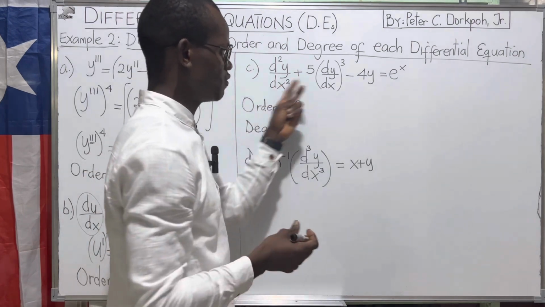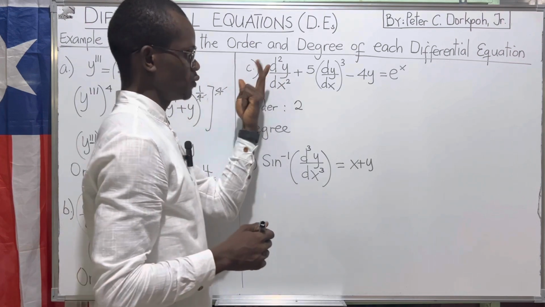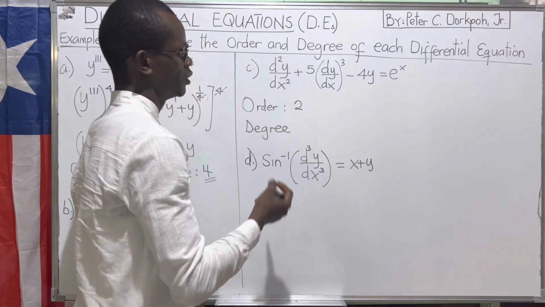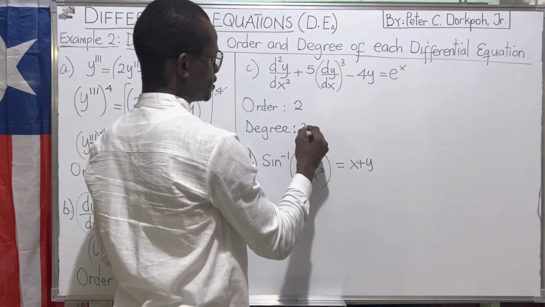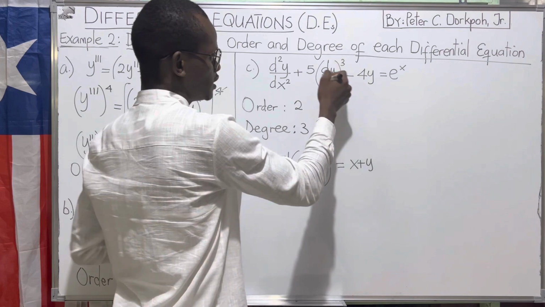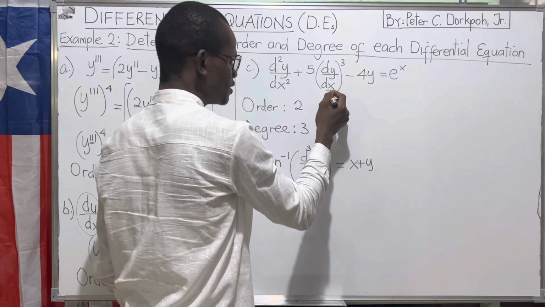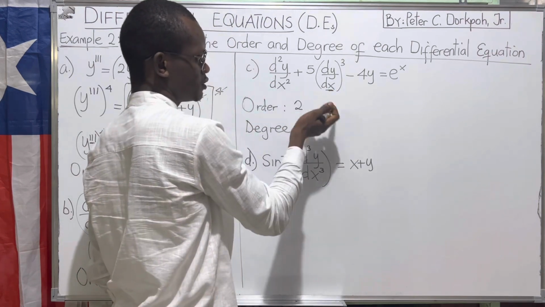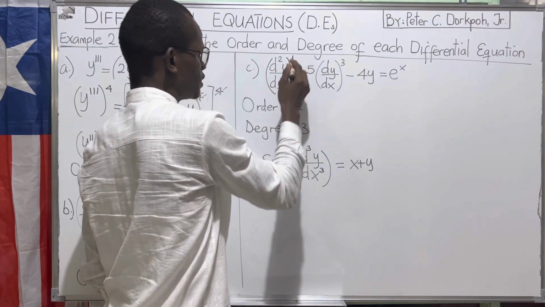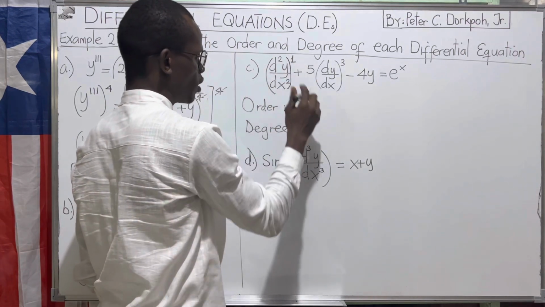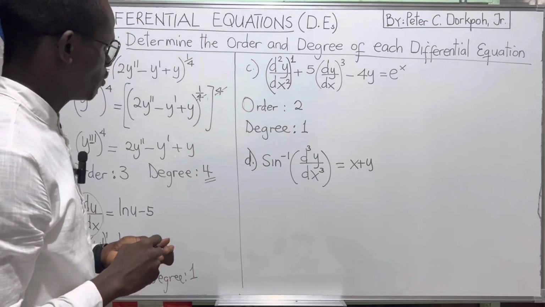Now we don't need much simplification because this is already simplified, in that we don't have a fractional power. So what is the degree of this? We cannot say the degree is 3. Even though this power is 3, we cannot say the degree is 3 because this derivative is not the highest derivative within this differential equation. So there is an invisible 1. This entire derivative is raised to the power 1. So we say the degree is 1.